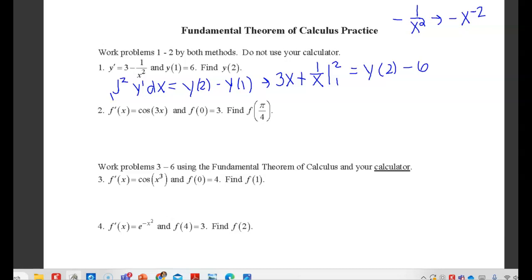So plug in the 2, plug in the 1. 3 times 2 is 6, plus a half, minus 3 times 1 is 3, plus 1, plus 6 equals y of 2. So 6 and 6 is 12. 12 minus 4 is 8. 8 plus a half is 8 and a half.